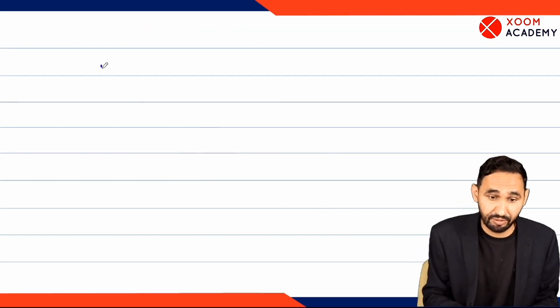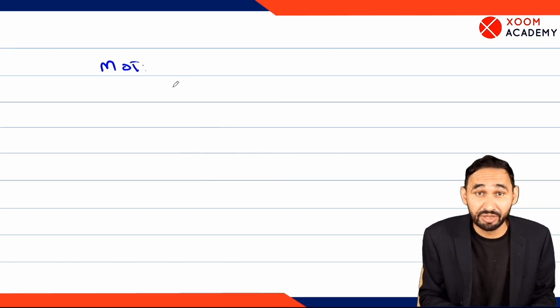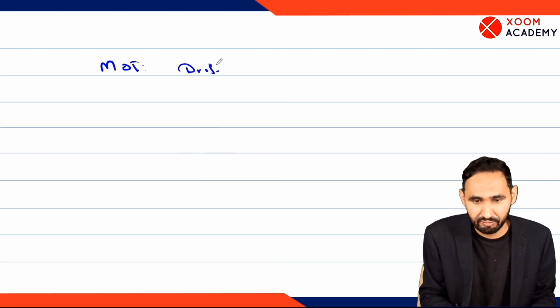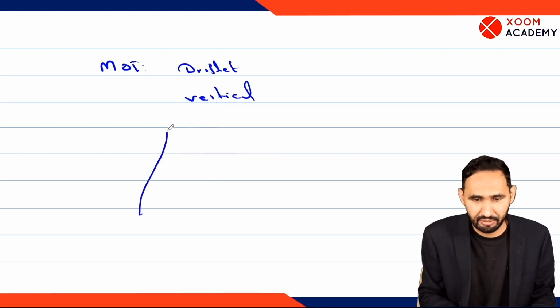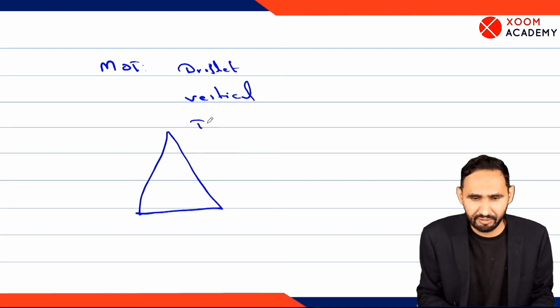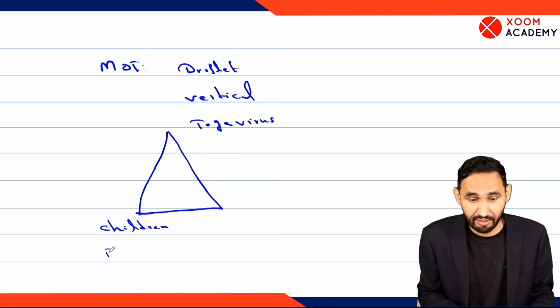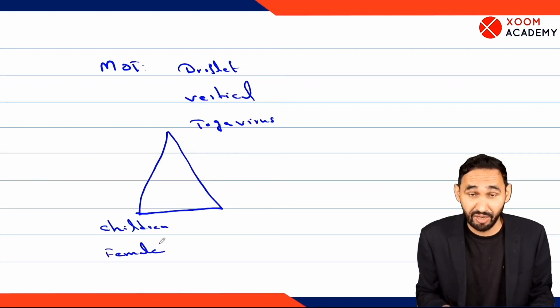Mode of transmission, you have to remember. It's a common MCQ. The mode of transmission of rubella is droplet and vertical. If we draw the epidemiological triad, rubella is caused by togavirus. Host: children and females of reproductive age. Environment: overcrowding.